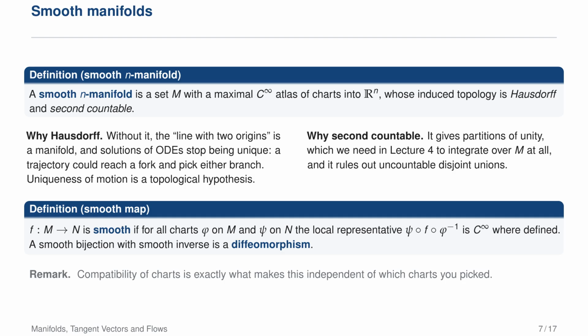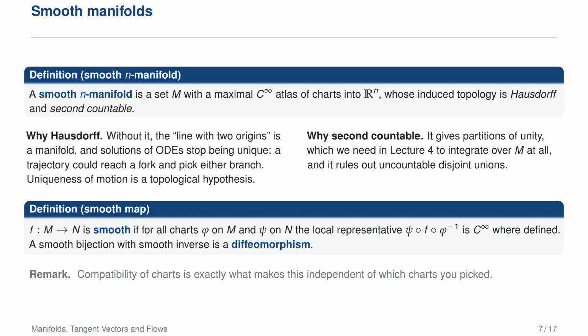Those last 2 conditions look like bookkeeping. They are not. Without Hausdorff, the line with 2 origins counts as a manifold. On that space, solutions of ordinary differential equations stop being unique. A trajectory can run into a fork and pick either branch. So uniqueness of motion, which every physicist assumes, is a topological hypothesis in disguise. Second, countability buys us partitions of unity. We need those in Lecture 4 in order to integrate over M at all. Second countability also rules out uncountable disjoint unions.